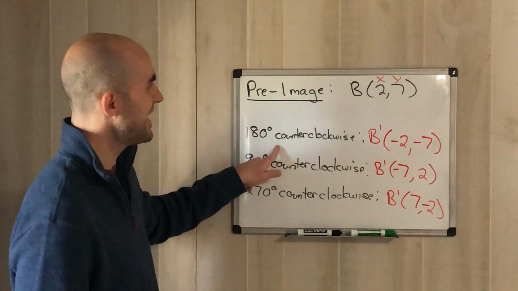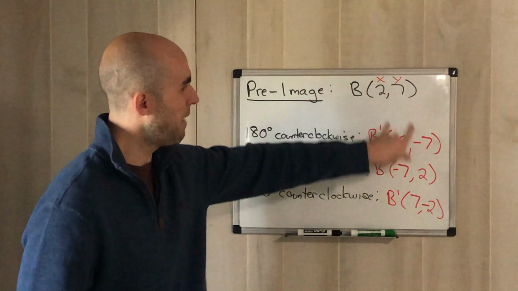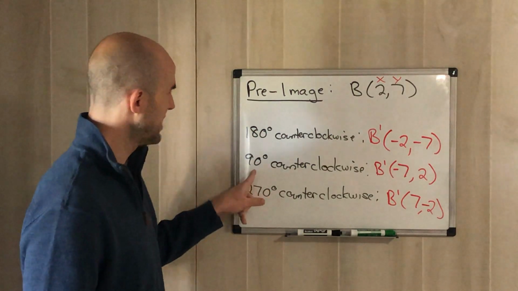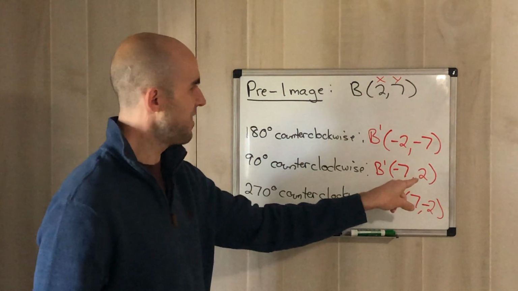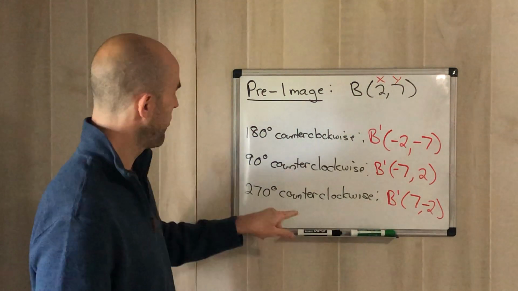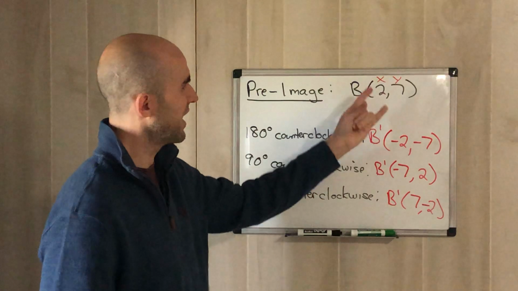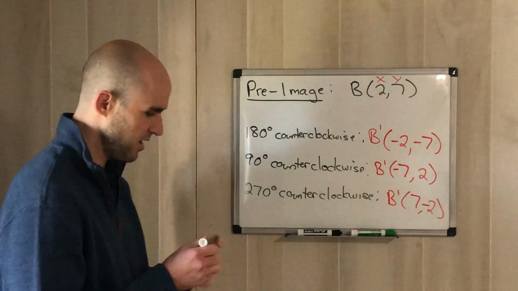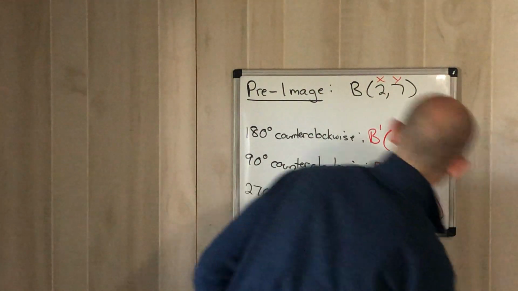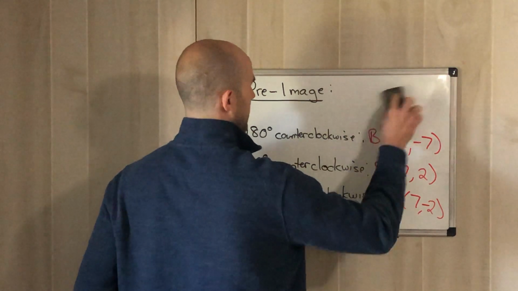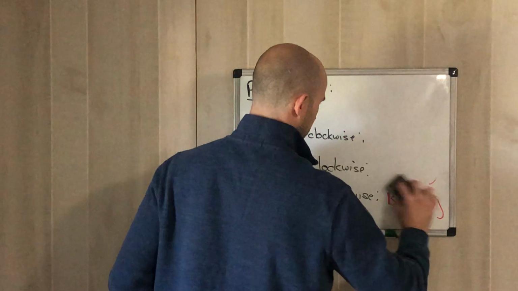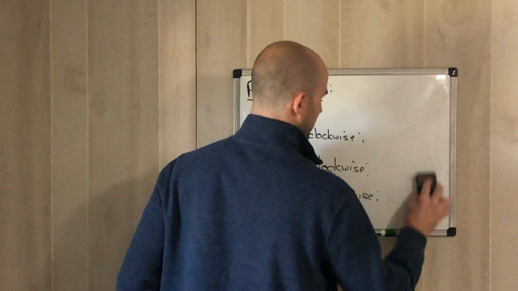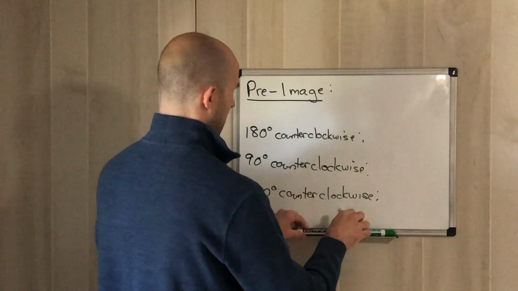When it's 180, just change the signs. Two positives became two negatives. When it's 90 counter, you flip them, so 7, 2, and then change the first term. And when it's 270 counter, you flip them again and change the second term. Let's just do one more to get you guys a little bit more practice with this. And now I just want to give you guys a negative, just to make sure that you feel comfortable working with the negatives and these rules, just to see what happens, okay?